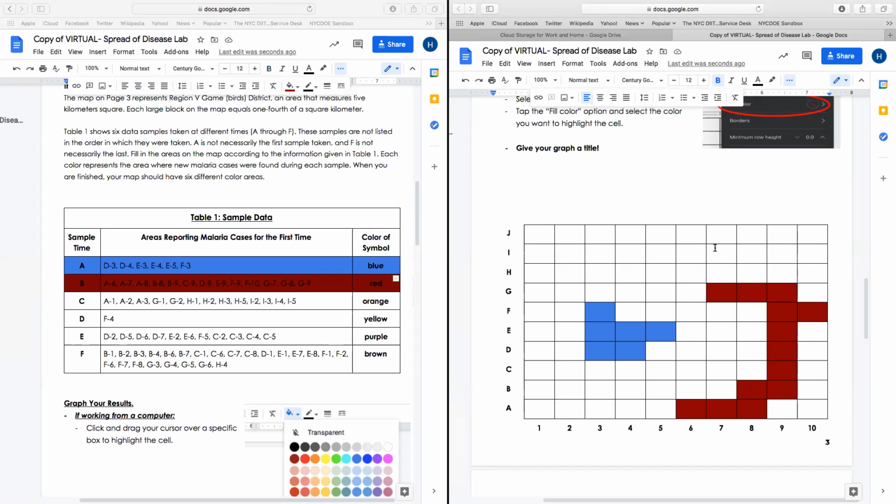All right, so you should have 13 squares that are colored red. Now it looks like that.